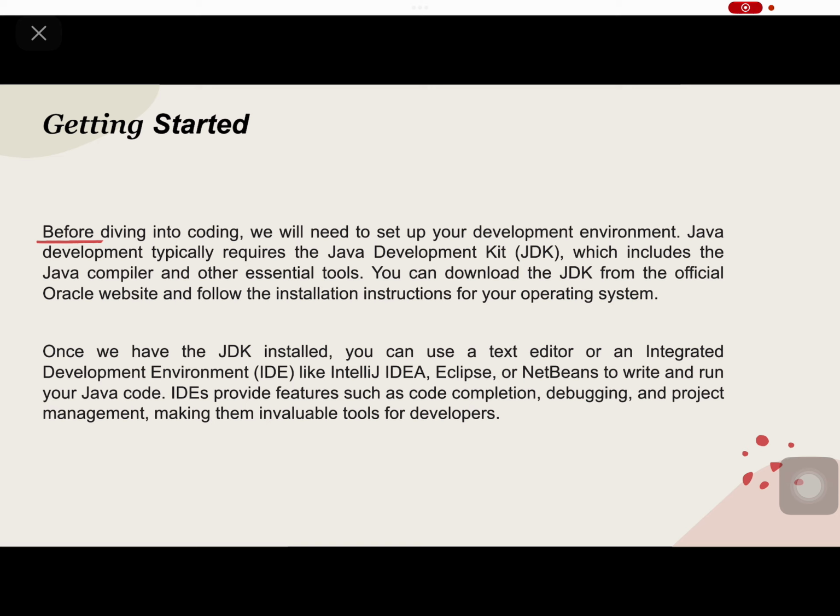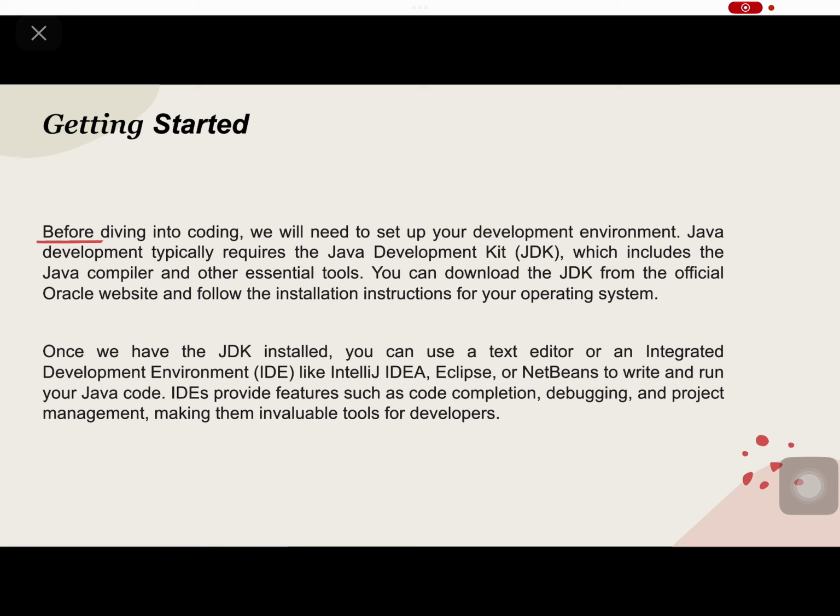So, getting started with Java, before deep diving into the coding, we will need to set up the development environment first. A Java development environment typically requires the JDK, which includes the Java compiler and other essential tools as well. You can download the JDK from the Oracle website and the instructions are already given over there. It just needs you to download the setup and then install it. Here I will be telling you what all things will happen after installation. So we'll be setting up the path, and I'll be showing you how to set up the path as well.